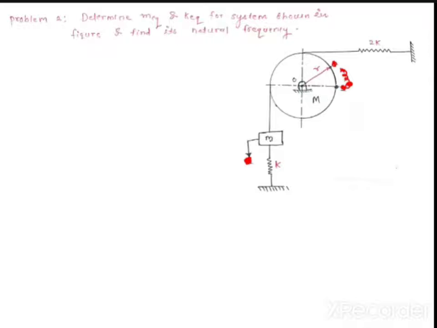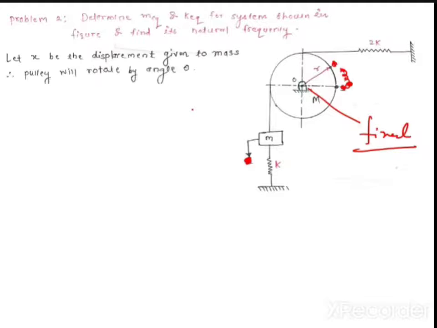Now what you can see is that, first of all, the center of the pulley is fixed. Okay. Now, center of the pulley is fixed means what? The pulley will have only a rotational motion, no translational motion. Okay. Now first of all, what is the step? Let x be a displacement given to the mass m. So I'm considering x as a displacement to the mass m.